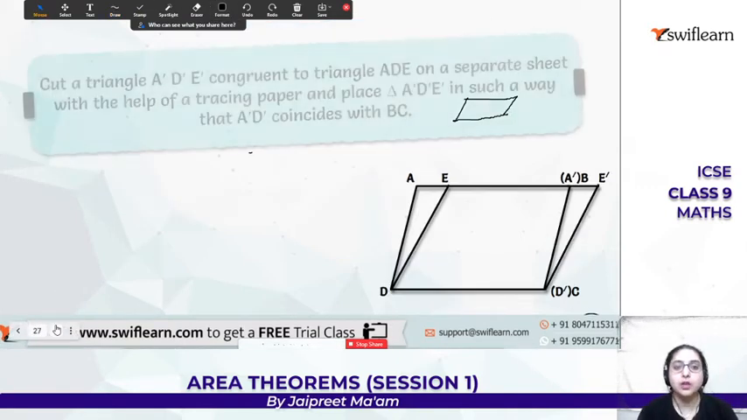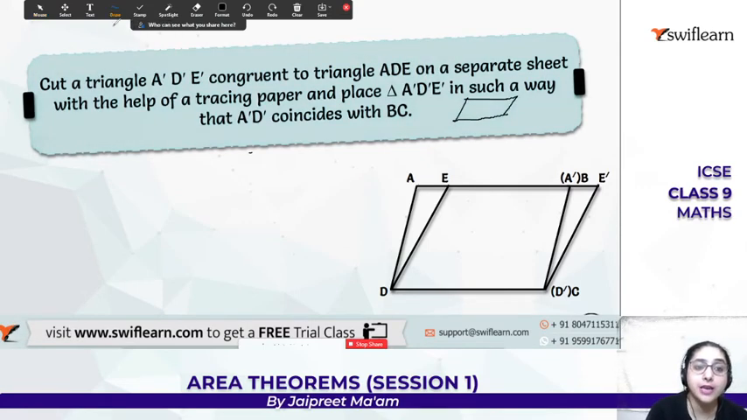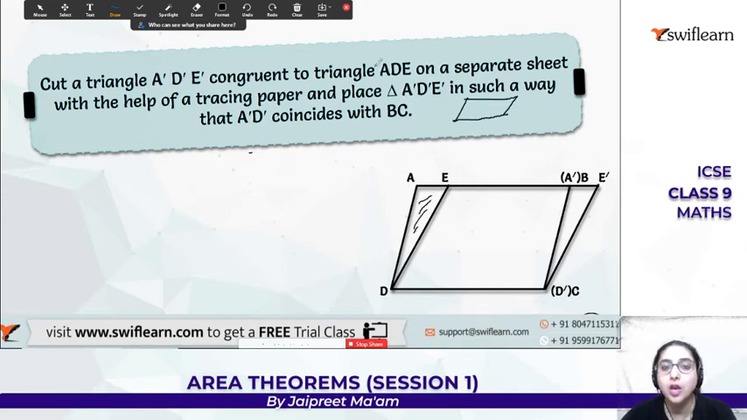Now cut the triangle ADE. Then cut a triangle congruent to triangle ADE. This is making a triangle, and it is congruent because it is exactly the same in shape, and if we rotate it, it will again be the same in size. On a separate sheet, with the help of tracing paper, place ADE in such a way that AD coincides with A'D'.